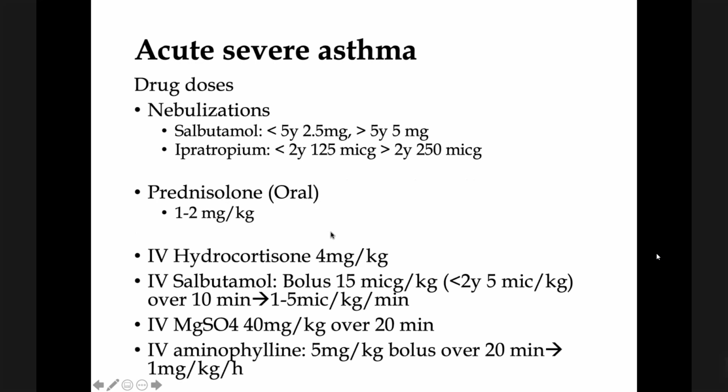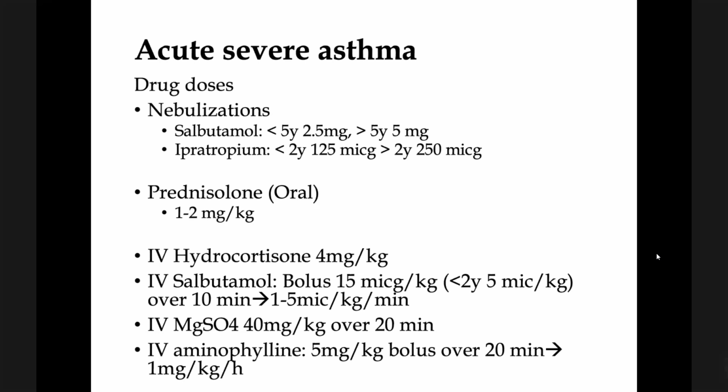Right. So you will need to know certain drug doses, definitely the salbutamol dose you need to know. So if the child is less than 5 years, the dose will be 2.5 milligram. That is 0.5. So salbutamol vial, 1 ml will have 5 milligrams. So if the child is less than 5, you give 0.5, that is equal to 2.5 milligram. If the child is more than 5, you give 1 ml, that is 5 milligram.